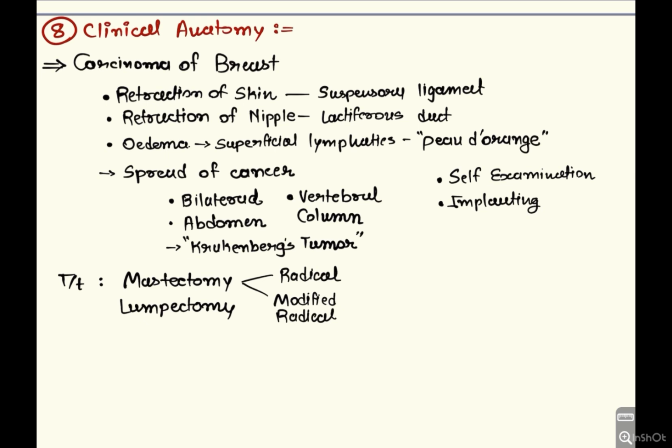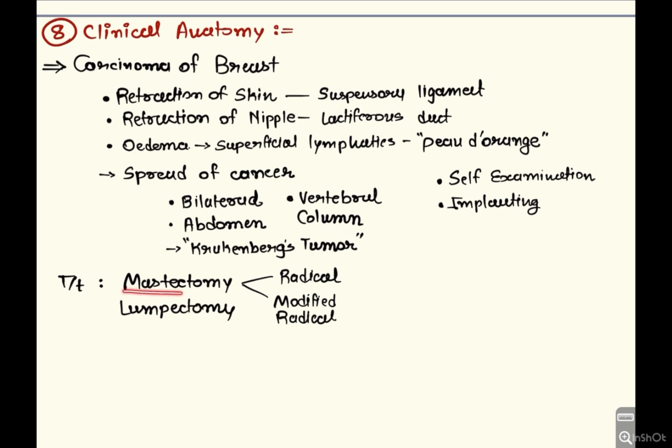What is the treatment of carcinoma of the breast? We can do a lumpectomy. What is a lumpectomy? We are just removing a lobe of the mammary gland. Mastectomy is the surgical term for surgical removal of the gland.